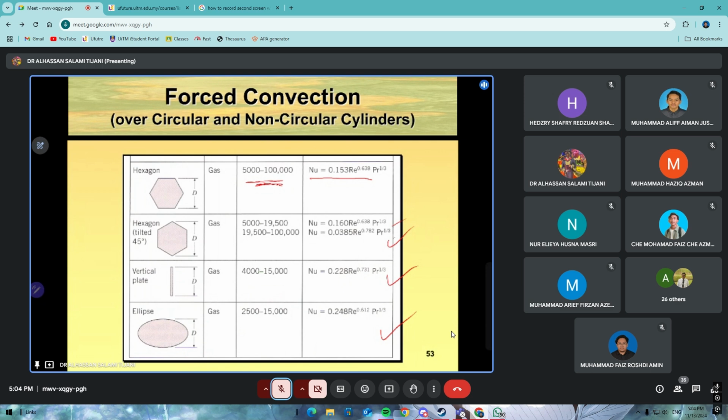So for hexagon, here we have between 5,000 and 100,000. The Nusselt number is there. So you see that we have 42,000. So 42,000 is within this range. You understand? So the appropriate Nusselt number equation to use is this.